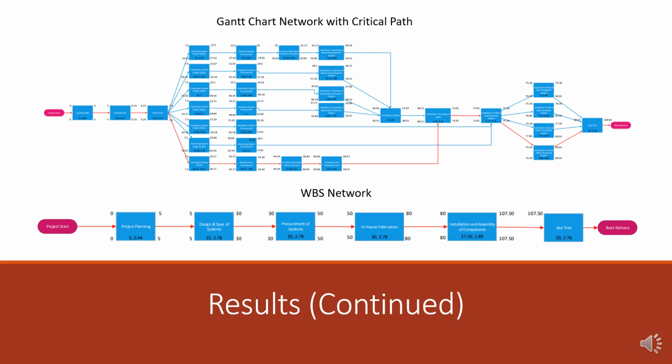The work breakdown network, labeled below, is a network consisting of each high-level activity. All of the shared predecessors have been combined into one step. In this instance, the system design and spec, the procurement, the in-house fabrication, the installation and assembly, and the sea trial have all been combined into individual steps.